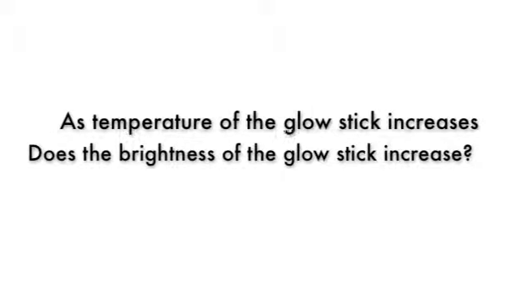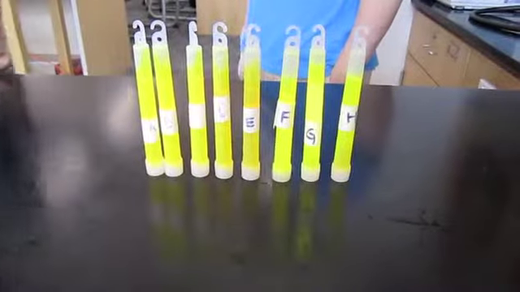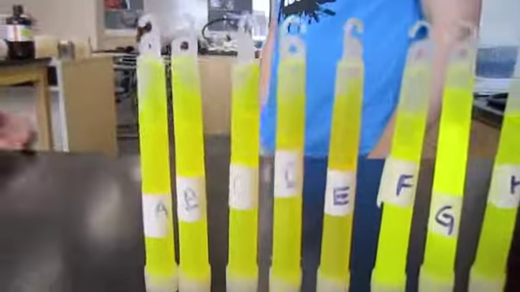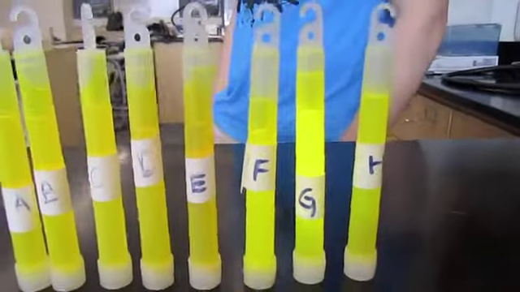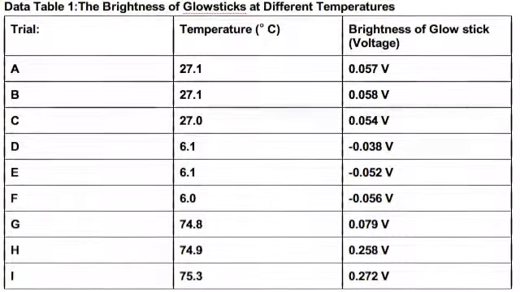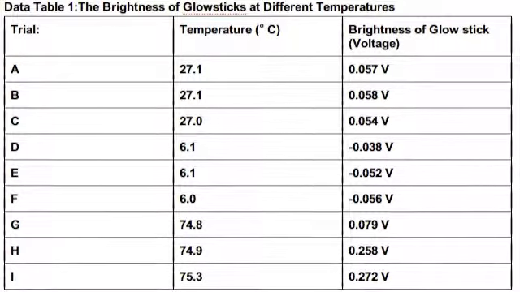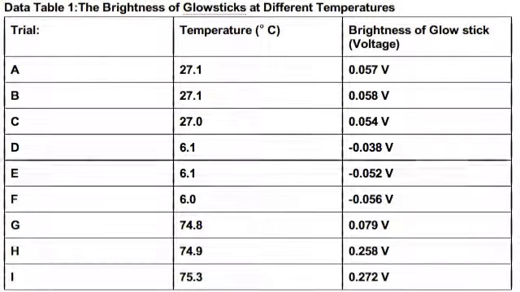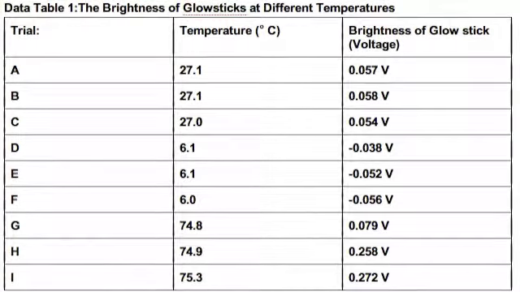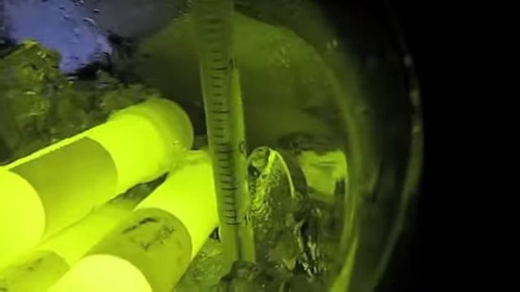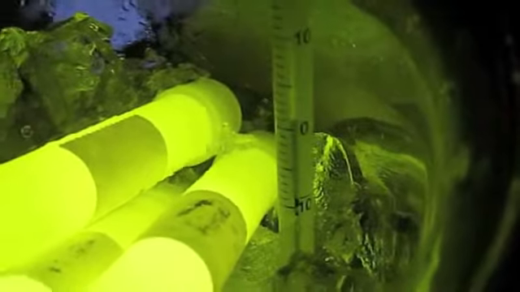By the end of our experiment, the data that we collected answered our question. As you can see, the glow sticks have varying brightness. As shown in this data table, the higher the temperature, the higher the voltage, which translates to more intense brightness. Here is a glow stick from each beaker. Glow stick G is the brightest because it had the highest temperature, whereas glow stick D is the dullest because it had the lowest temperature. It is crucial to have three trials for each beaker to confirm the data.